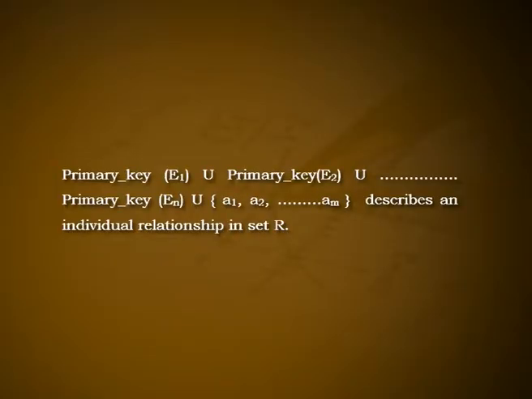If the relationship set R has attributes A1, A2 etc. Am associated with it, then the set of attributes primary key of E1 union primary key of E2 union etc. primary key of En union the set A1, A2 etc. Am describes an individual relationship in set R. In both of these cases, the set of attributes primary key of E1 union primary key of E2 union etc. primary key of En forms a super key for the relationship set. The structure of the primary key for the relationship set depends on the mapping cardinalities of the relationship set.